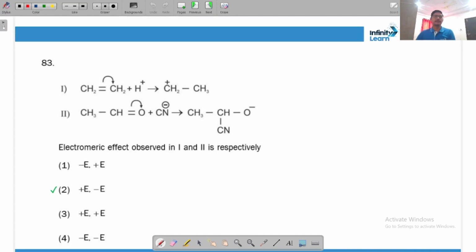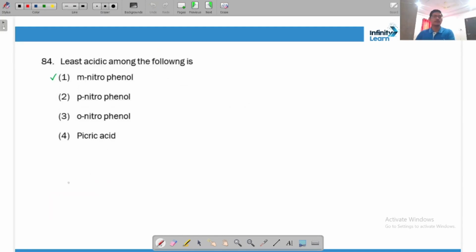Electromeric effect plus E, it is when the electron pair moves towards the attacking species, which is an electrophile. Yes, it is an electrophile. And when the attacking species is a nucleophile, the electron pair moves away from the attacking species, right? So this is a correct answer.